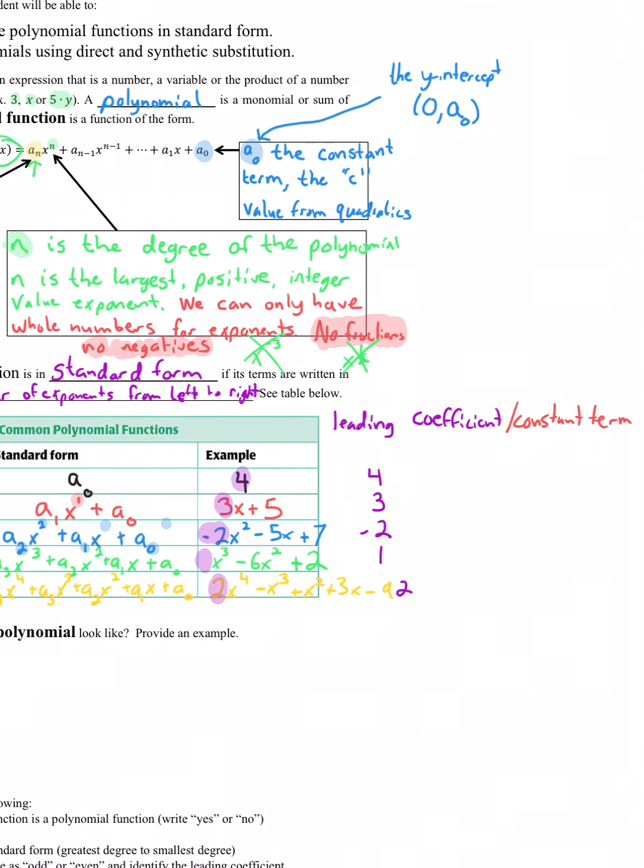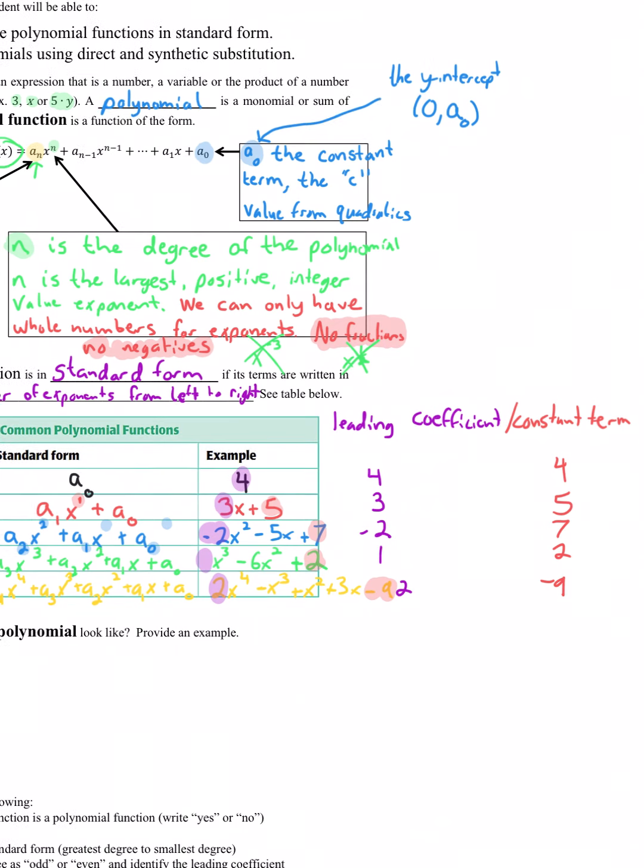The constant term for this one would technically be a 4 as well. For the second one, it'd be a 5, then a 7, a 2, and a -9. That would be our constant terms, whatever the last values are that don't have an x associated with them. And they take the sign with them too. Okay? That's the idea for what I was talking about in the 3 boxes up above.